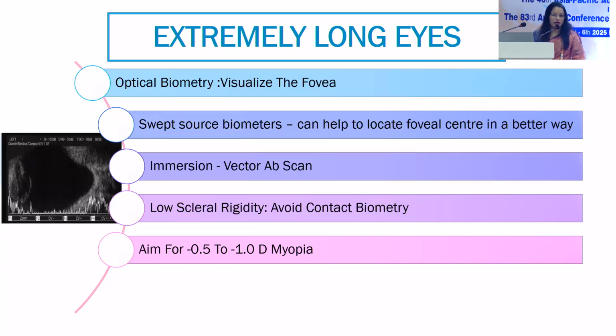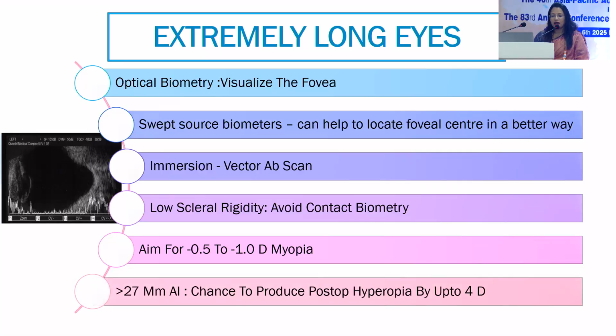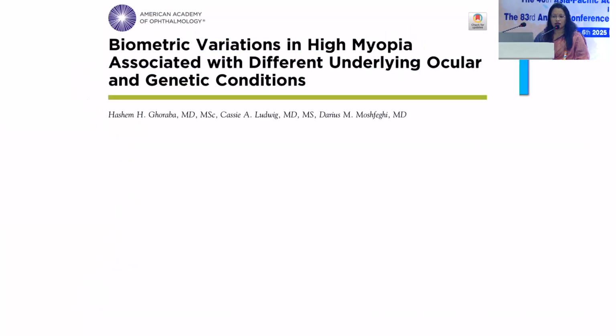We also need to aim for a slight amount of myopia, of -0.5 or -0.75, in these eyes. And if we have an axial length of more than 27 millimeters, then contact biometry can produce a big amount of errors. So we should be careful about these.